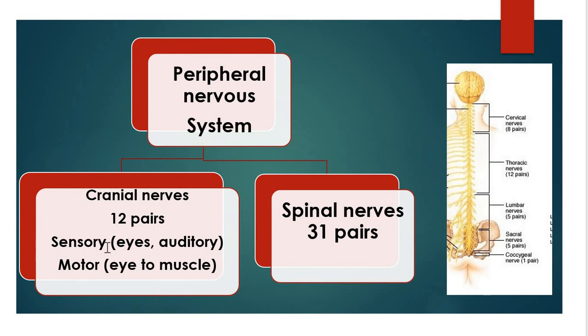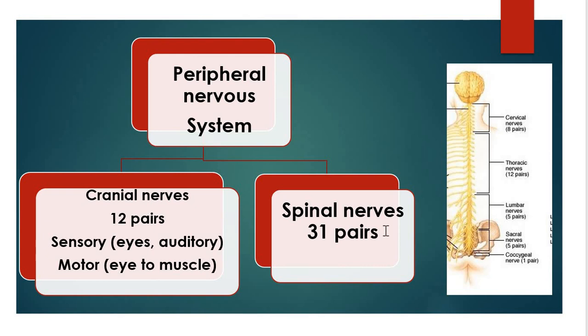The cranial nerves are sensory as well as motor nerves. Sensory nerves carry messages from sense organs to the brain or spinal cord. Here, with cranial nerves, they will carry messages to the brain only. And motor nerves are the nerves which carry messages from the central nervous system to effector organs. So optic and auditory nerves are sensory nerves and eye muscle nerves are motor nerves.